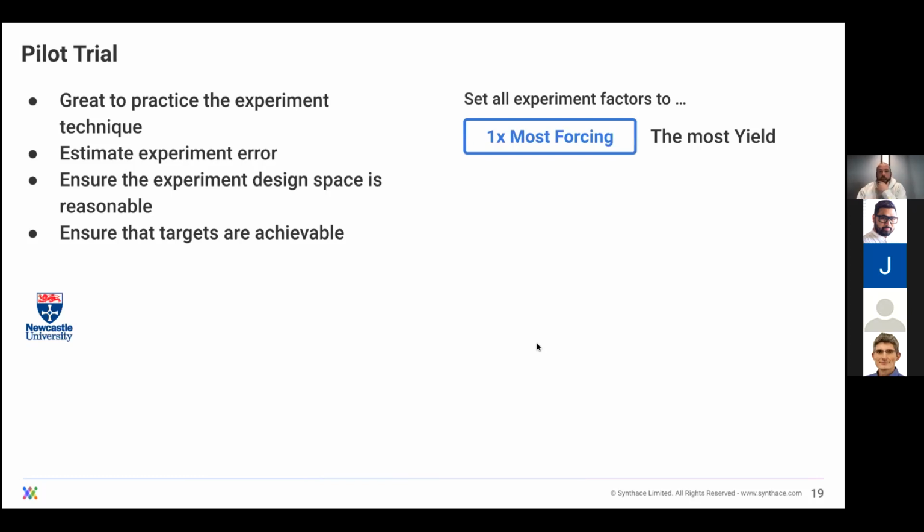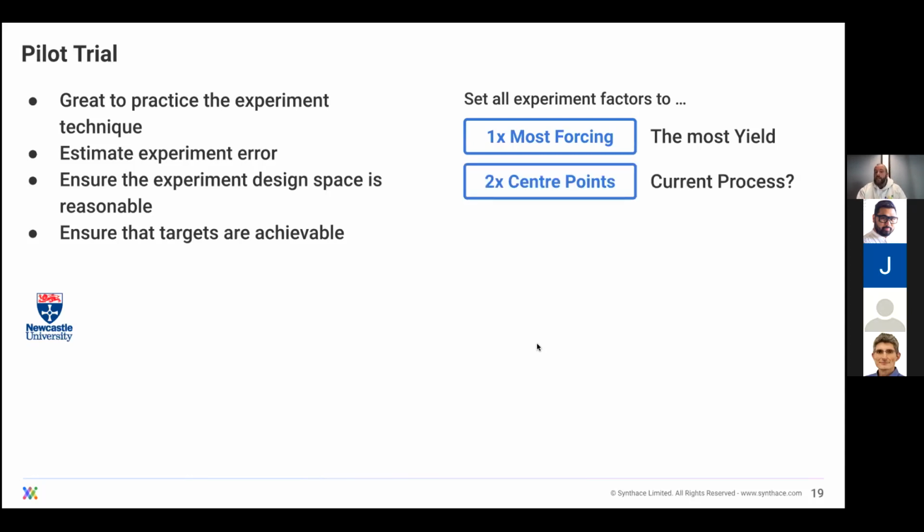So let's take a look at how they're set up. There are 4 runs recommended for a pilot trial. The most forcing one is where, using your subject matter expertise, you run the experiment with all the experimental factors set to the level that you think will increase the response. In this case, giving you the most yield.